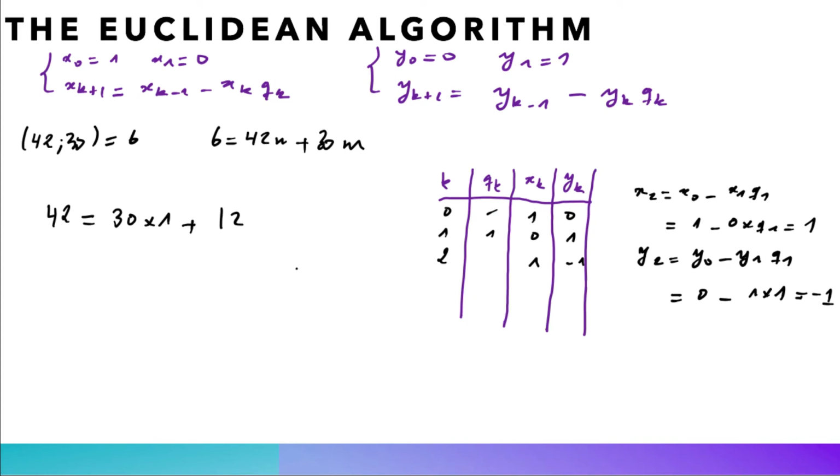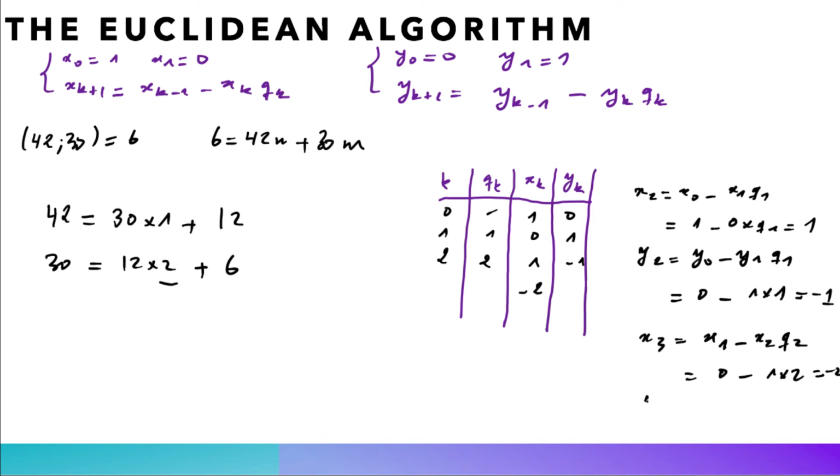Now to compute q2, all we have to do is to run again the Euclidean algorithm to find that 30 is equal to 12 times 2 plus 6, which means that q2 is equal to 2, and we run our sequences again to find that x3 is equal to x1 minus x2 times q2, and this gives 0 minus 1 times 2. This is because x2 is equal to 1 and q2 is equal to 2, and this gives minus 2. In the same fashion one computes y3, which is equal to y1 minus y2 q2, which after computations is equal to 3.